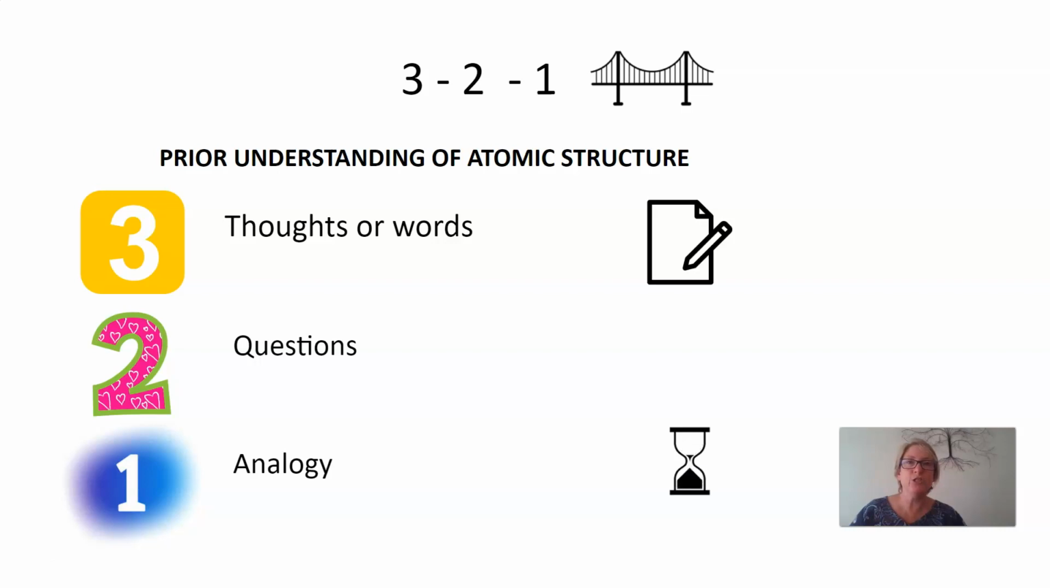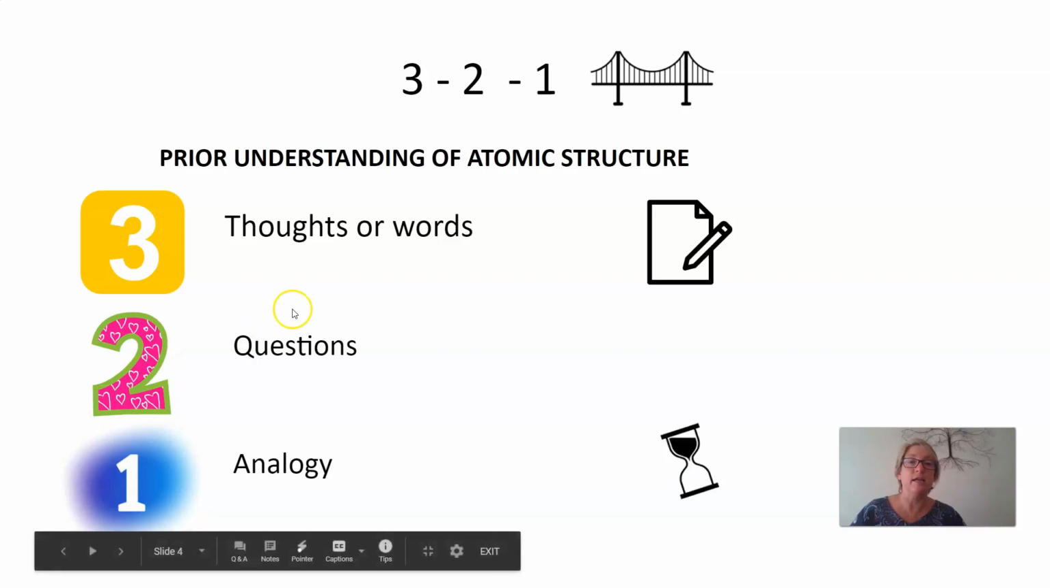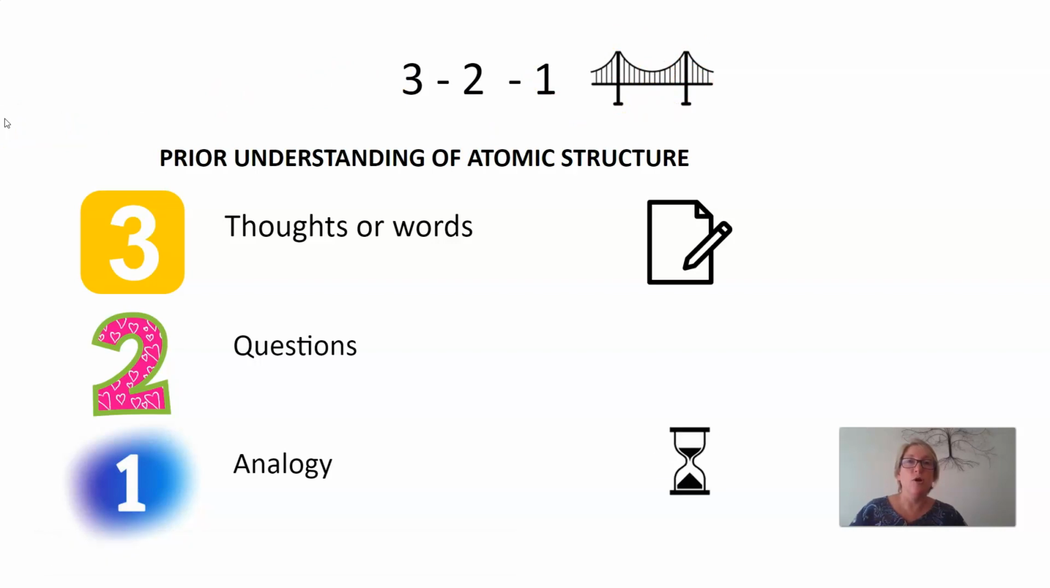And then what we're going to do at the end of the lesson, we are going to have a look at any thoughts, questions, and analogies you may have developed through the lesson, and we will bridge these activities together. So grab your pen and paper, pause the video, and write down any 3 thoughts or words, 2 questions, and 1 analogy that you have.